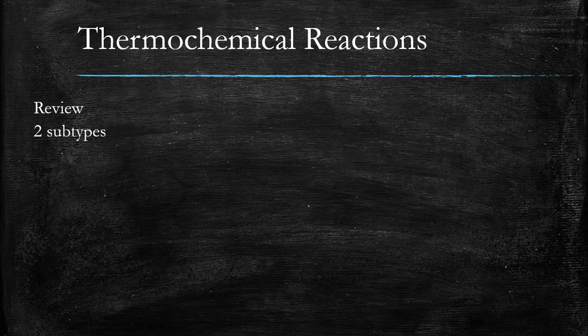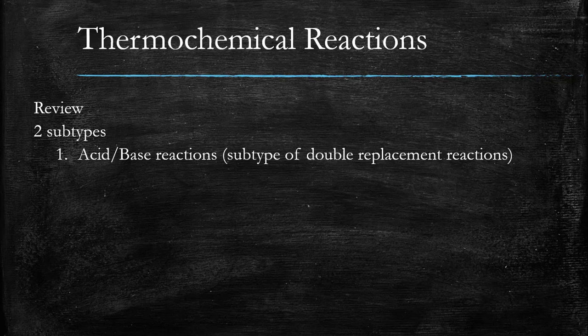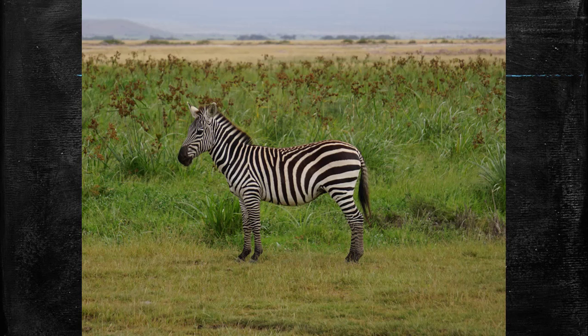There are 2 subtypes, acid-base reactions, which are a subtype of double replacement reactions, and reduction-oxidation or redox reactions, which are subtypes of more than one type of reaction. And we're going to cover acid-base and redox in separate videos. So that's the introduction to reaction types. We're going to continue with videos on acid-base reactions and redox reactions.